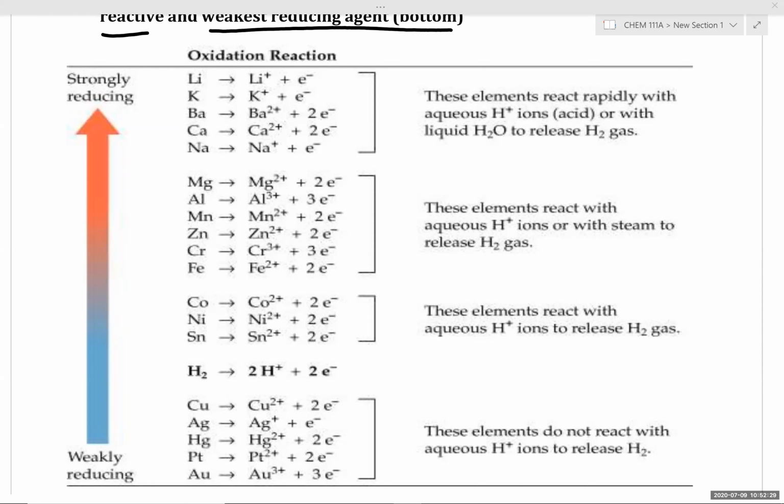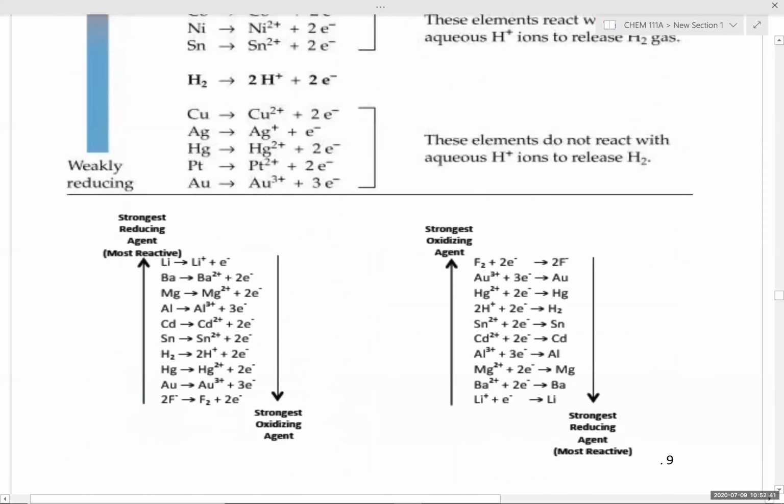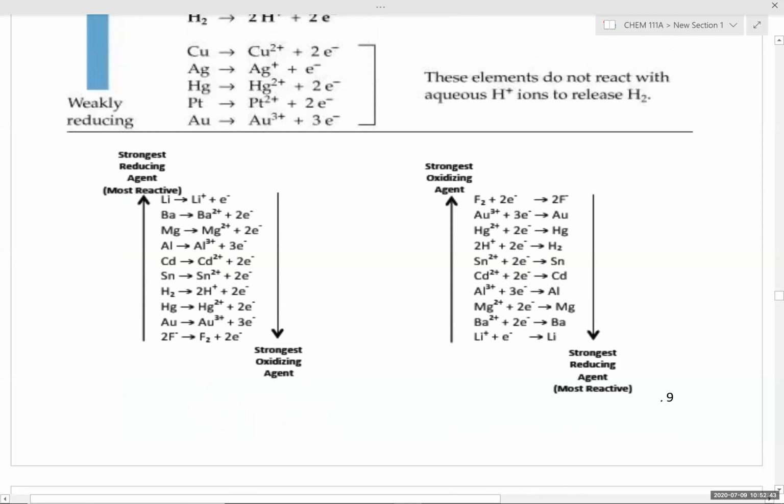So looking at this activity series, it provides a ranking for the reactivity of different reducing agents. You can also arrange atoms in terms of their reduction half reaction and their strength as oxidizing agents, although that's far less common.